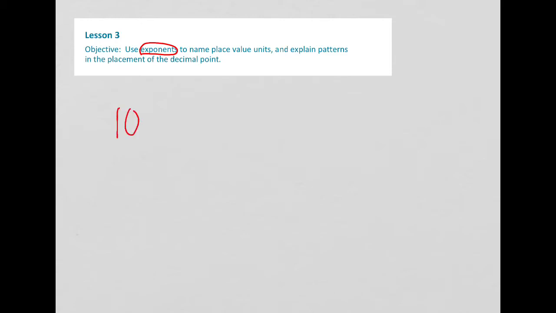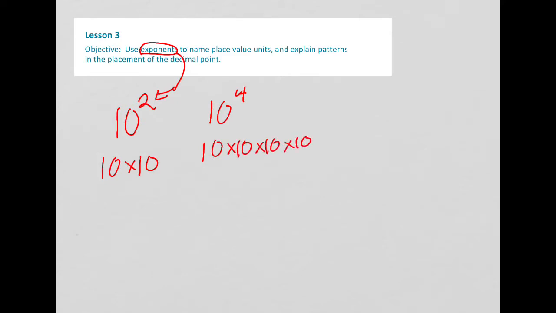For example, if you have 10 with a tiny little 2 on the top, this right here is the exponent. It's that small little 2. And what it's telling you is that you have 2 copies of 10. 10 to the second power means you have 2 copies of 10. 10 to the fourth power means you have 4 copies of 10. So you're going to have 10 times 10 times 10 times 10. So your exponent tells you how many copies you have of that number.